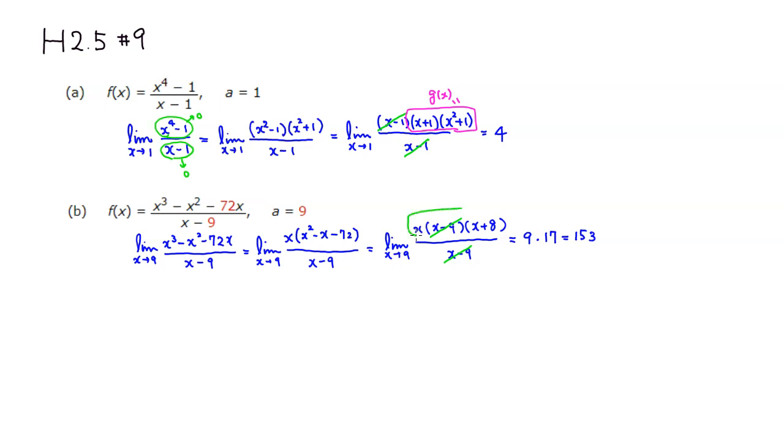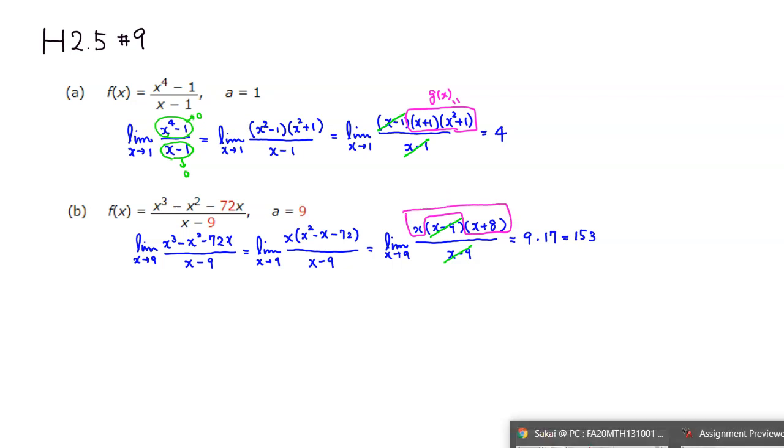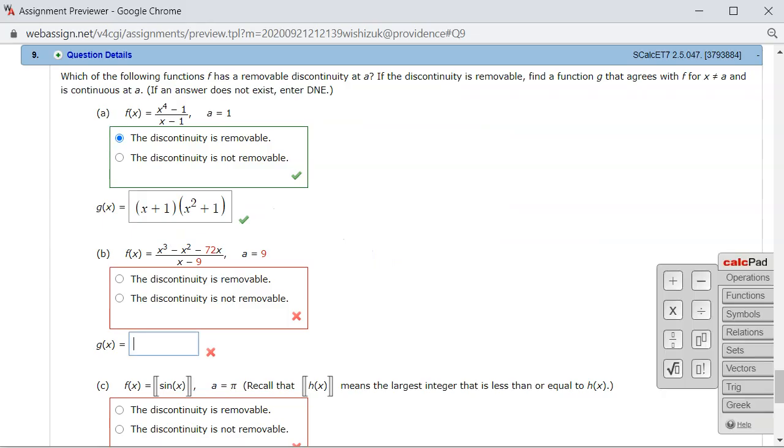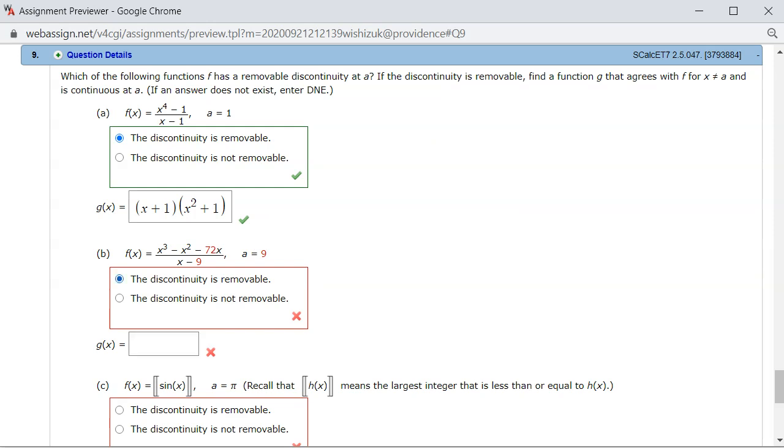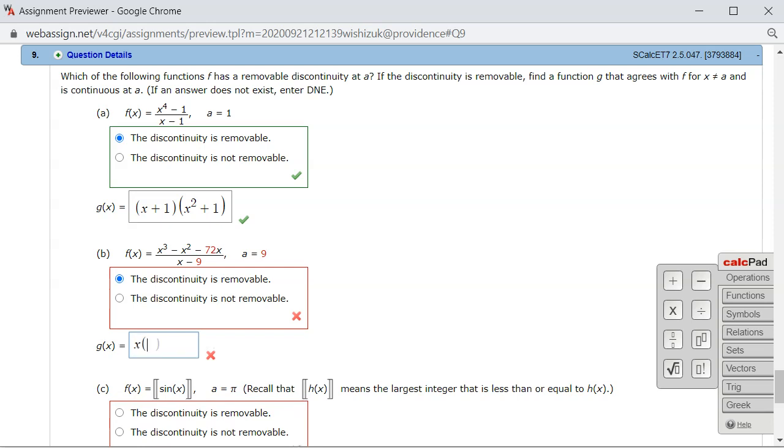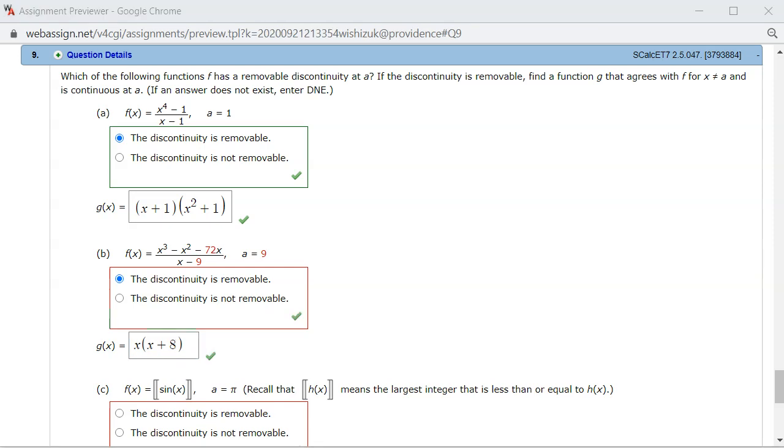So this is going to be, maybe I should use a different color. All right, so x times x plus 8 is the function. So let's type it in. All right, so it is removable, and the function is x times x plus 8. All right, let's check the answer. All right, I came back, and looks like we got part B correctly.